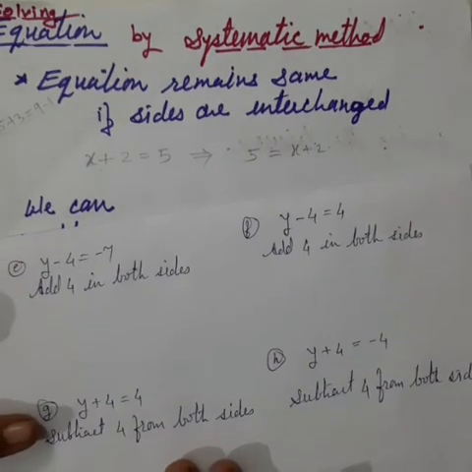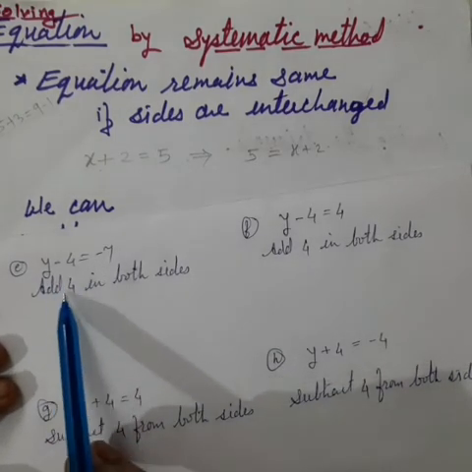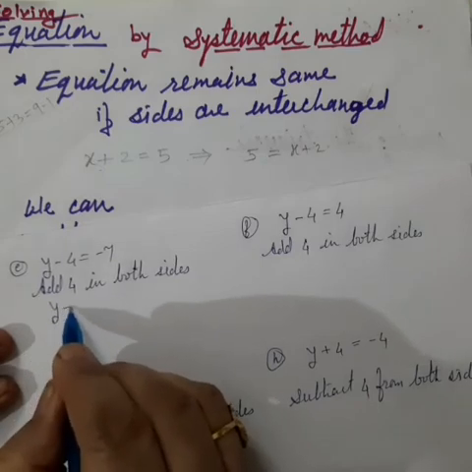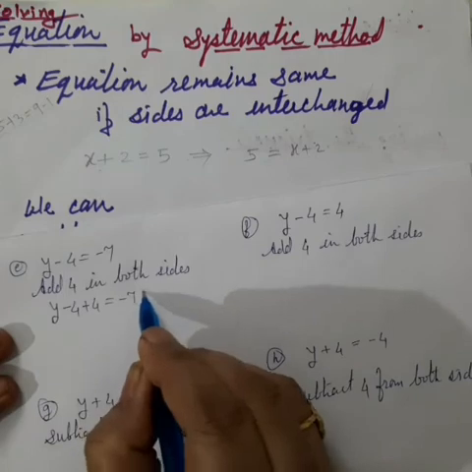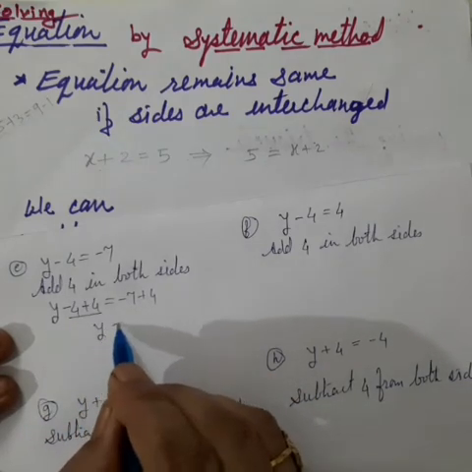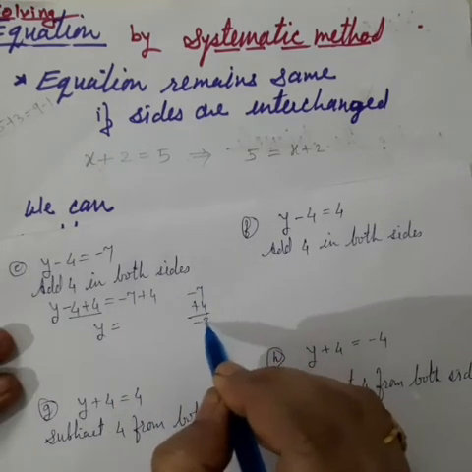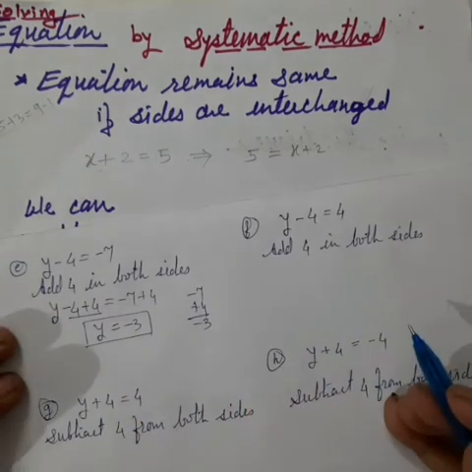y minus 4 equal to 7. Now we don't want this minus 4, we have to add 4 in both sides. So left hand side is y minus 4 plus 4. Right hand side is minus 7 plus 4. This will give us 0. Only y on left side, minus 7 plus 4 will give us minus 3. So y equal to minus 3 is our solution.